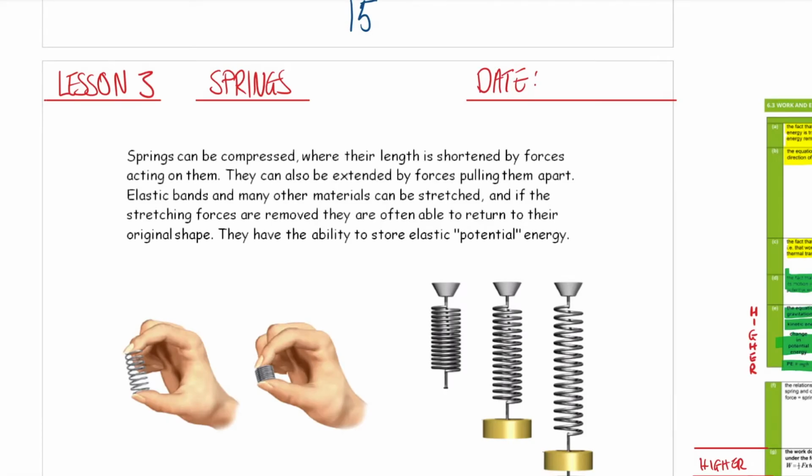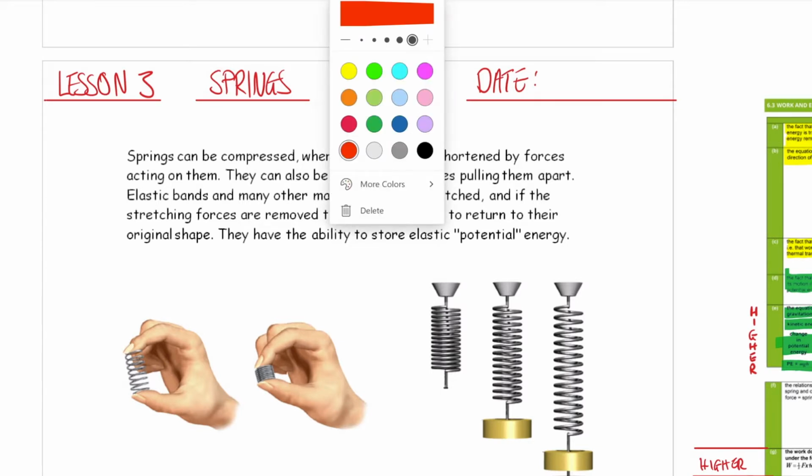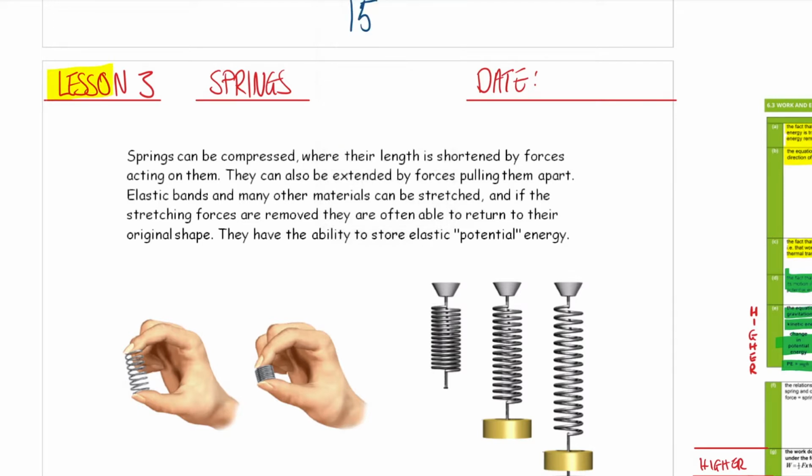Croeso nôl, welcome back. Year 11, Physics, Double Science, Work and Energy Booklet, Lesson 3. Please turn to page 16, and at the top of page 16, write down the title, which is Springs. It's Lesson 3, and today's date.